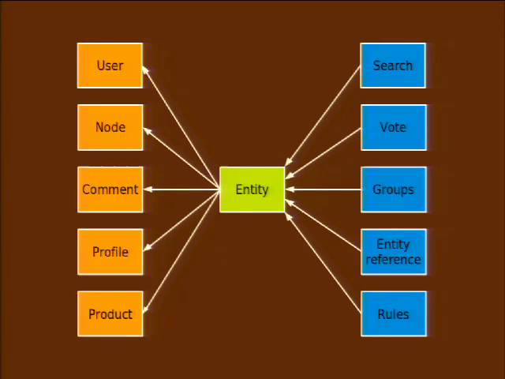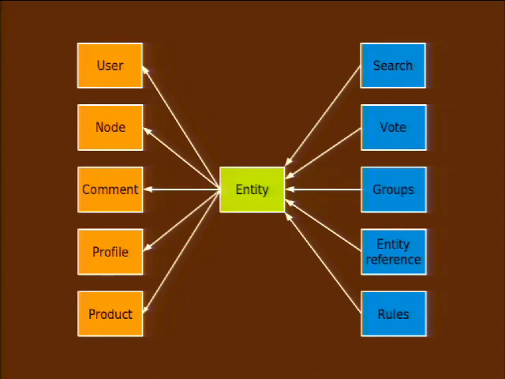On the right side, we basically see solution modules, like a module which implements a search functionality, or voting, or grouping, like the organic groups module. There's also an entity reference module, which makes it possible to reference arbitrary entity types, just like you know it from node references. There's the rules module, which also supports dealing with every entity type. And all of those modules work generally with entities, whereas an entity can be basically any data type that is exposed as entity to Drupal.